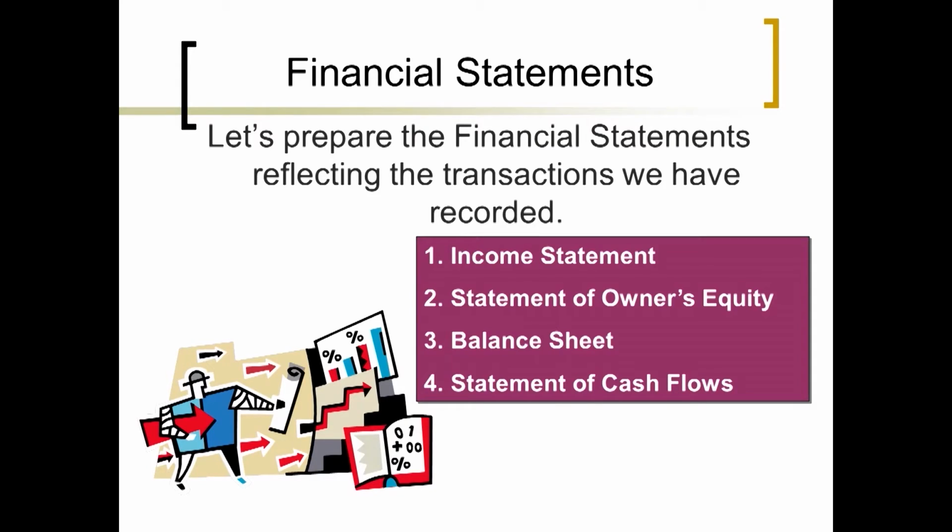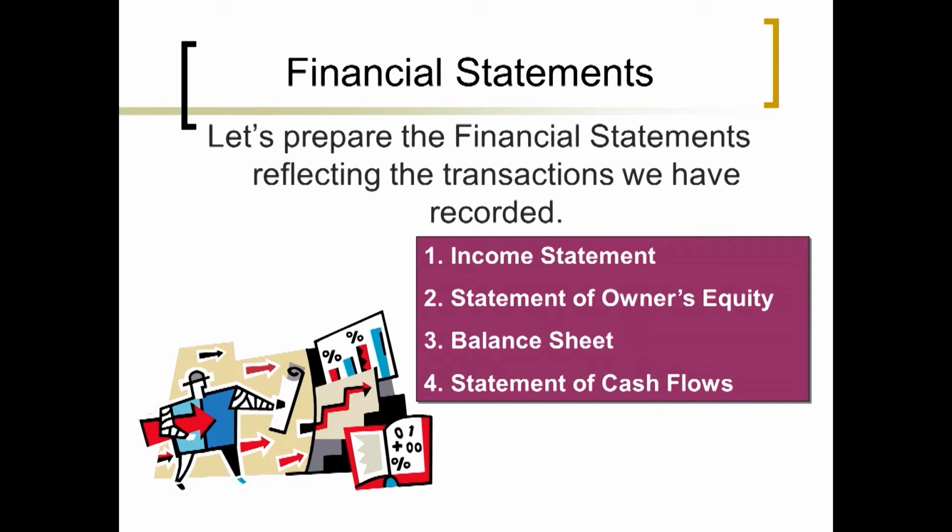Okay, now we are talking about financial accounting, which is primarily concerned with the needs of external users. And these are the 4 financial statements that are prepared in financial accounting. Number 1, the income statement. Number 2, the statement of owner's equity. Number 3, the balance sheet. Number 4, the statement of cash flows.